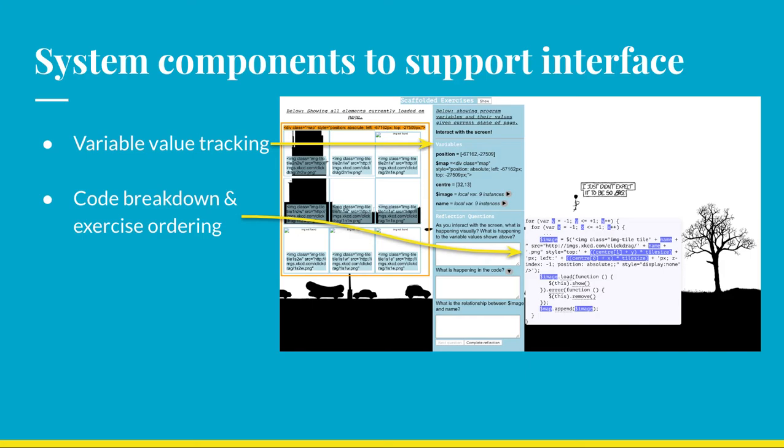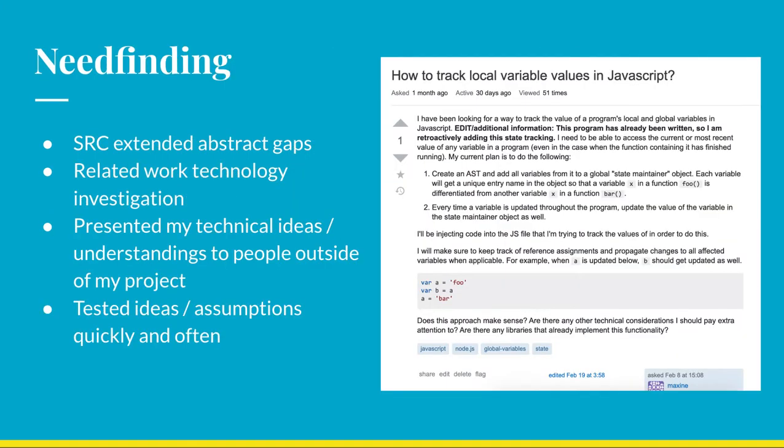The second thing, though, code breakdown and exercise ordering, is that the system needs a way to break down the code into smaller components, which, like this is an example of a smaller component or a chunk that I call a code chunk. And then those chunks need to be sequenced to help intermediate developers incrementally build that understanding, like I was explaining before. So how did I come to that? And then how did I come to possible solutions for those issues?